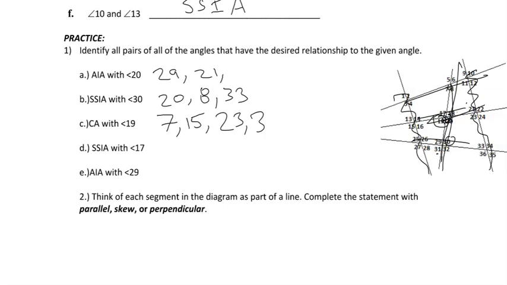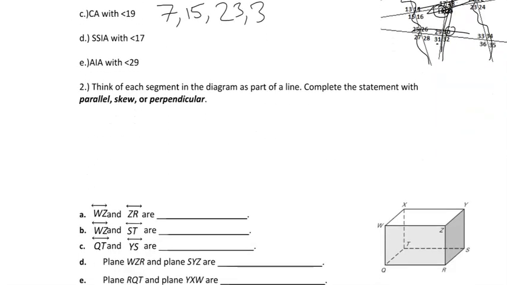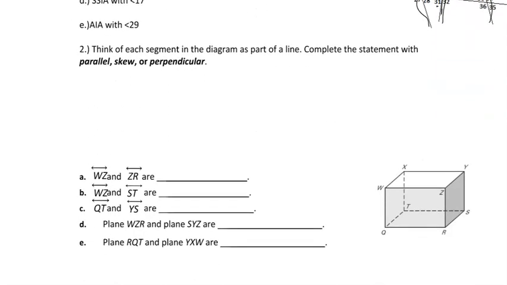Think of each segment in the particular diagram as a line. Complete the statement with parallel, skew, or perpendicular. And we're assuming all these are right angles. Okay, so WZ and ZR. Do they look like they intersect at 90 degrees? Looks like they are perpendicular. They intersect at 90 degrees.